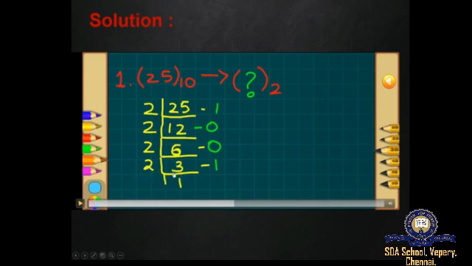How many times you get 3? Yes, in 1 time. 2 into 1 we get 2. So here our dividend will be 3. So 3 minus 2, we get the remainder 1. Now our dividend will be 1. How many times you get 1?